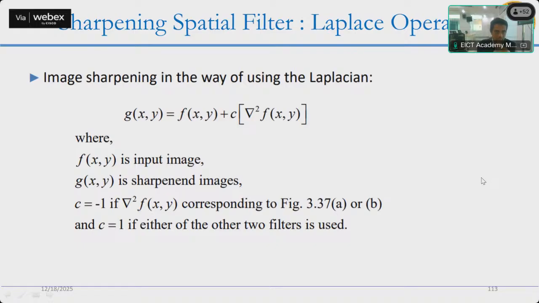Image sharpening using the Laplacian, it is g(x, y). This is basically the final image. So how do we get it? The final image is obtained when we add the original image plus that derivative. And how much?